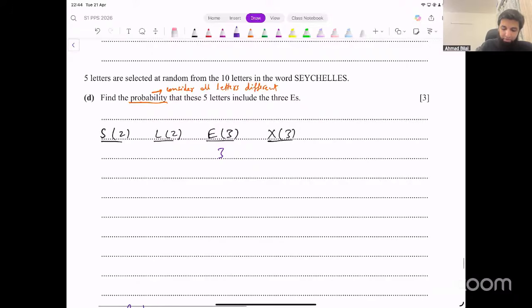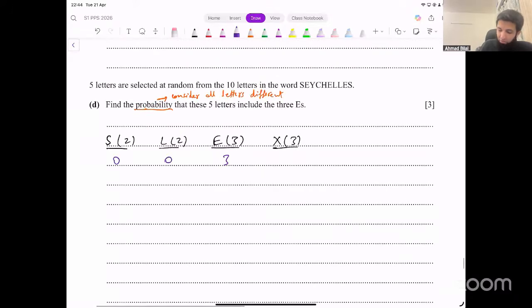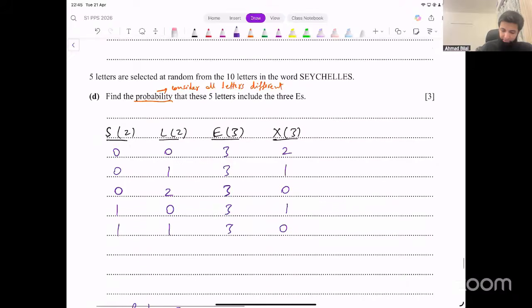Okay, let's start writing them down. 0, 0, 2. This could be one possibility. With this 3, we could have 0, 1, 1. Okay, it's probably not too many. 0, 2, 0. So with 0 S's, we have these cases. Then with 1 S, we can have 0 L and 1 remaining letter. With 1, we can have 1 L and no other letter. With 2 S's, then we can have 0, 3, 0. These are the different cases that we end up getting from this.